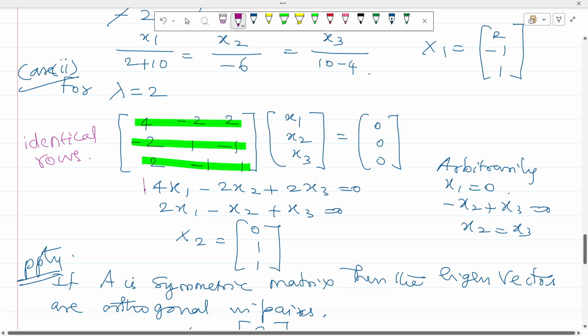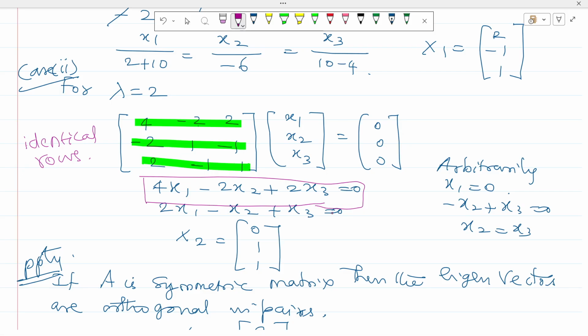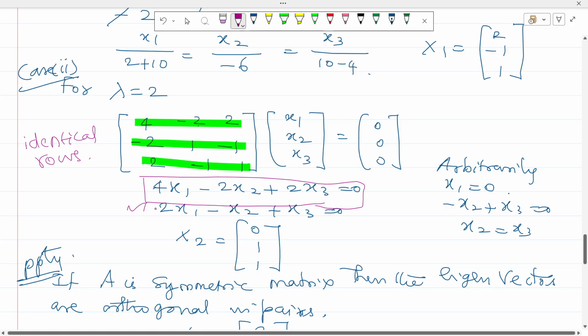You can write 4x1 minus 2x2 plus 2x3 equal to 0, or finally, anyway, you will get 2x1 minus x2 plus x3 equal to 0. Is it not? So this one. Here arbitrarily I take that x1 equal to 0. If we are taking x2 equal to 0, at the time also there is no problem.